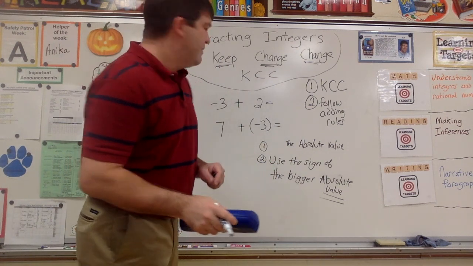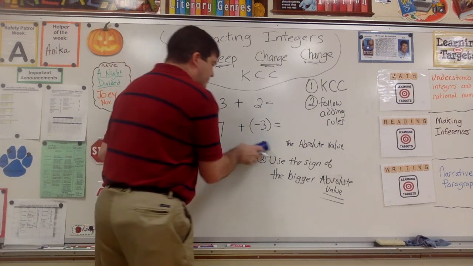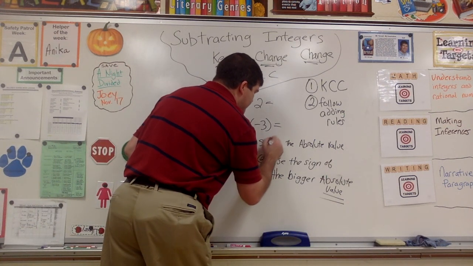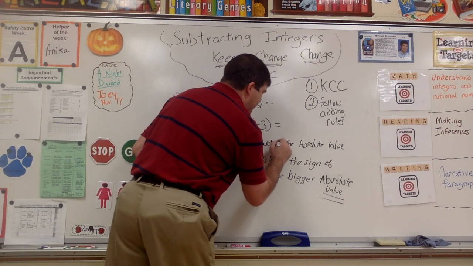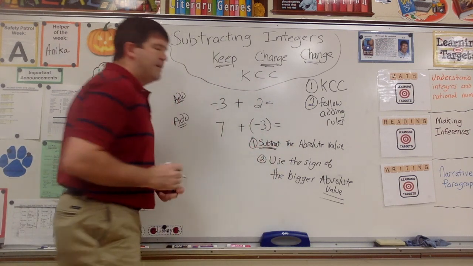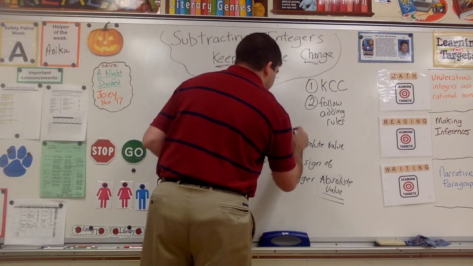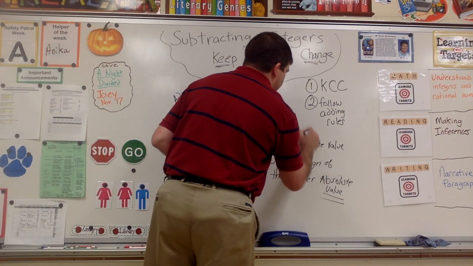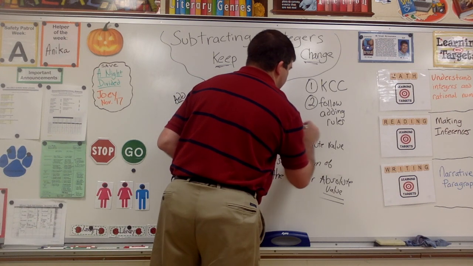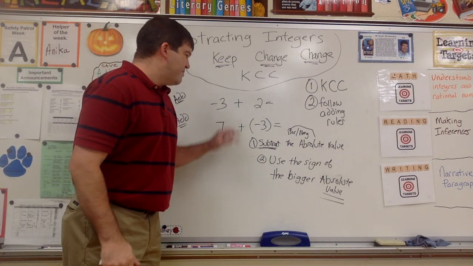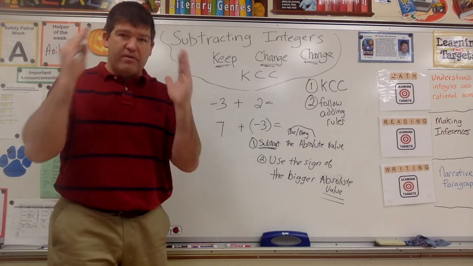It's tricky. When you're adding, the first step is subtract. That's the key when you have opposites, when you have a positive and a negative. Adding a positive and a negative, first step, they're opposites.